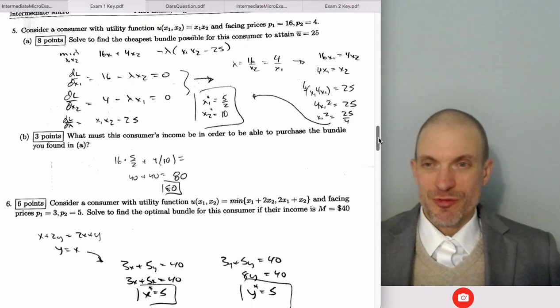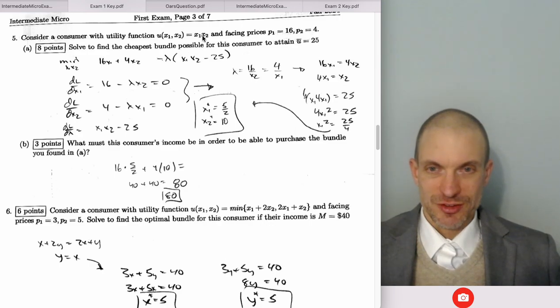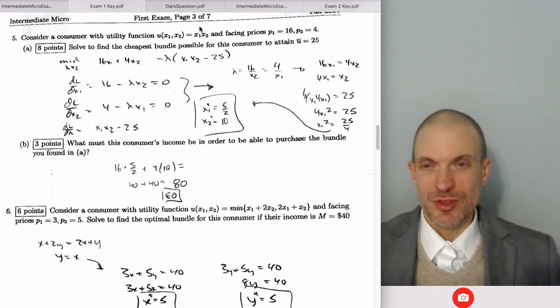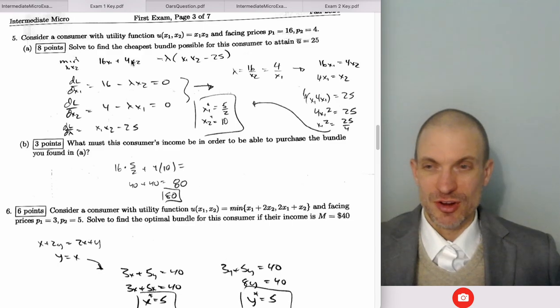All right, number 5. So consider a consumer with utility function x1 times x2 facing prices of 16 and 4. Find the cheapest bundle possible to attain utility level of 25. This is an expenditure minimization problem. So what we're trying to do is, our consumer is endowed with this utility function. They're trying to hit this level of utility, and they want to do it as cheaply as possible given these prices. So what they're trying to do is minimize their expenditure.